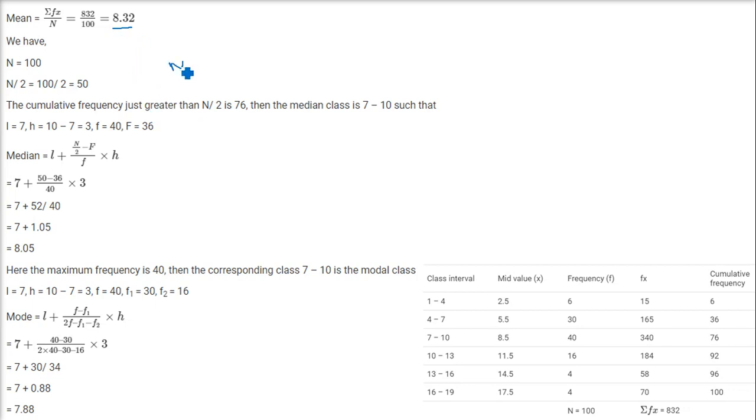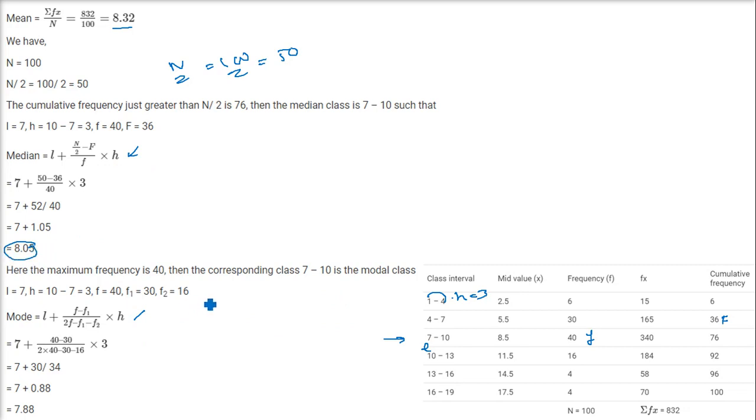Now in order to find out the median, we'll take n by 2. N is 100, 100 by 2 is 50. So let us take the cumulative frequency which is just higher than 50, which is 76. So this will be our median class. So this will be L, frequency will be small f, previous cumulative frequency will be capital F, and 4 minus 1, that is 3, is H. So L, H, f, capital F are known, put here, and we get 8.05.